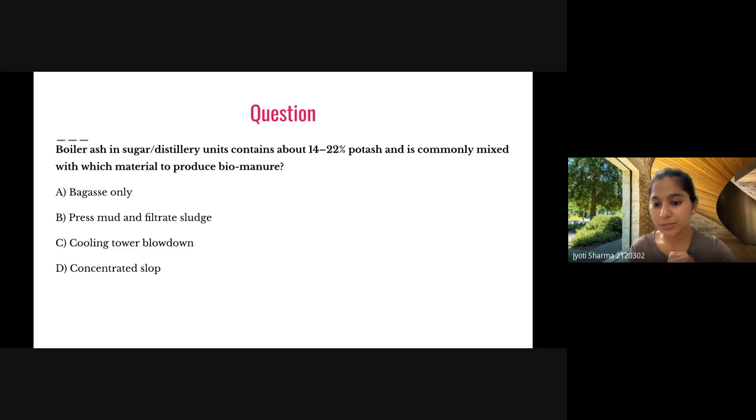Okay, so Sagar gave me B as the answer, that we have to mix it with press mud and filtrate sludge so that we can produce biomanure. Yes, so this is the right answer: we have to make the mixture of potash, press mud and filtrate sludge so that we can use it as biomanure.